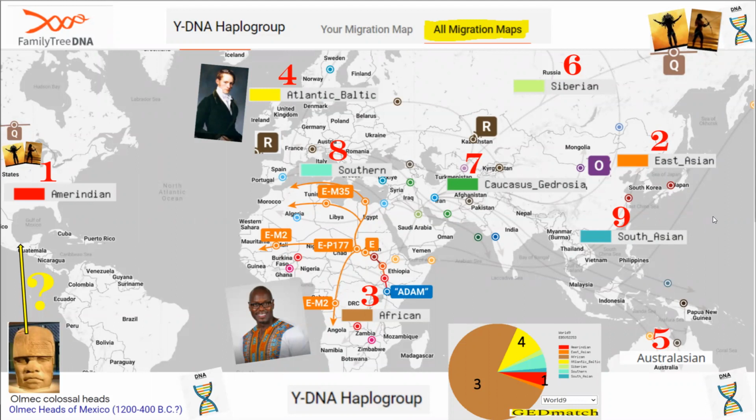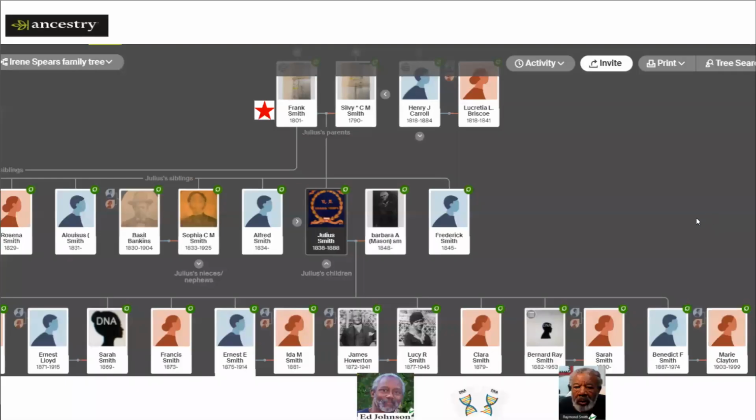So we need now to find somebody that will help us with this. And I was able to find 2 cousins, one named Ed Johnson and another named Raymond Smith, who were matches who I knew were going to be on that side of the tree. But again, I need more than just them to be matches on that side of the tree. I've got to have a continuous male link all the way back to Frank Smith for this to work, for me to be able to use the Y-DNA tool.